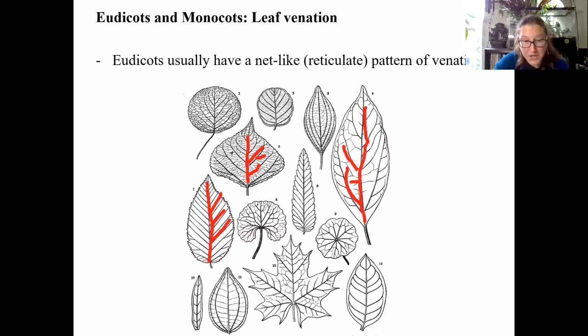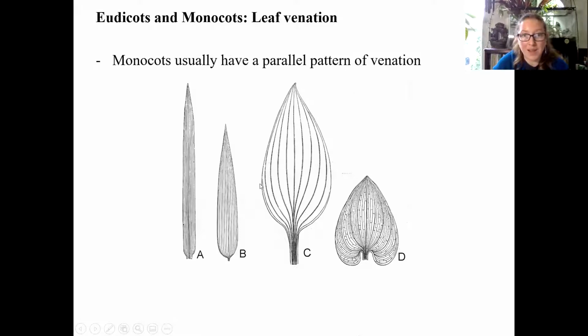You might have variations on that where it's not as clear. For this maple leaf down here, there's not really a main vein, but all of these veins come out of this one spot. Similarly to this, but the point is, it's kind of net-like. Maybe you're looking at that and saying that doesn't look net-like at all. Well, maybe it'll be more clear once we get to the monocots. Monocots don't have this net-like thing.